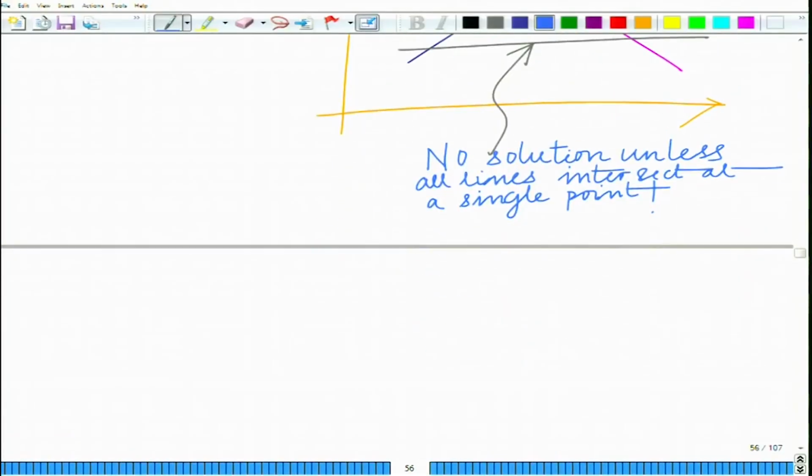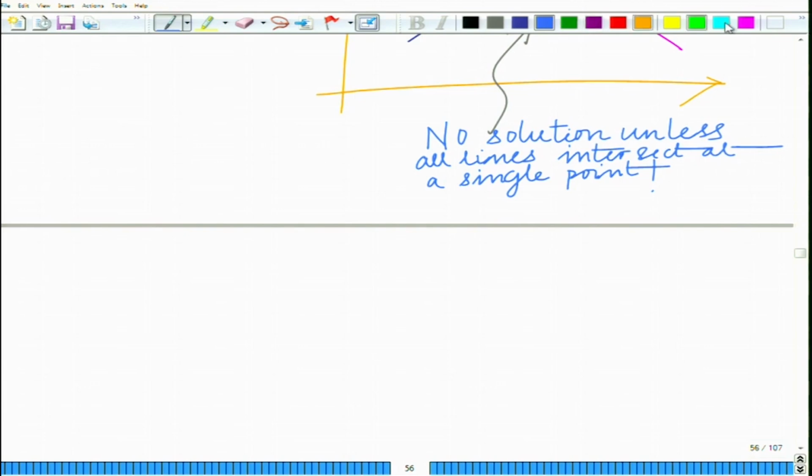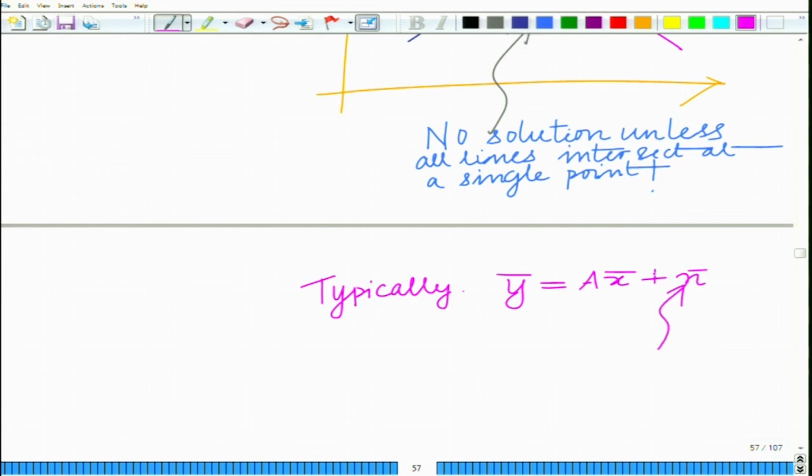This is also known as the maximum likelihood vector x. It is interesting. Typically this happens because of the noise in the model. Typically what happens is, you have y bar equals A x bar plus n bar. What is this? This is your model noise.